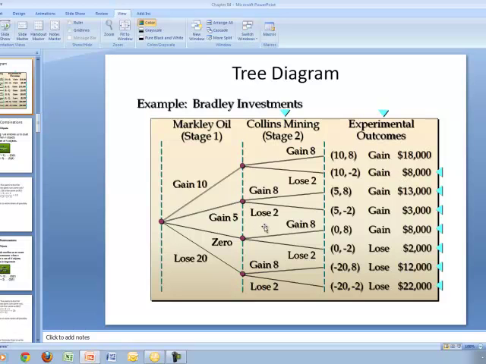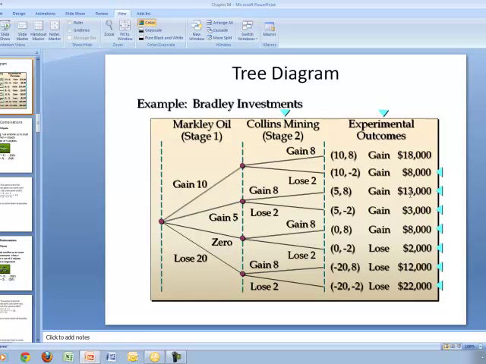Now consider, suppose we had gained 0 from Markley. This is the third branch in the first step. If we now observe what happened from Markley, there will be 2 possible outcomes afterwards, which is gaining 8 from Collins or losing 2 from Collins. And as you will see, in the first case, 0 plus 8 is a gain of 8. In the second case, 0 and the loss of 2 is a net loss of 2.